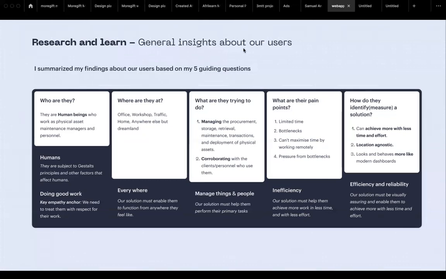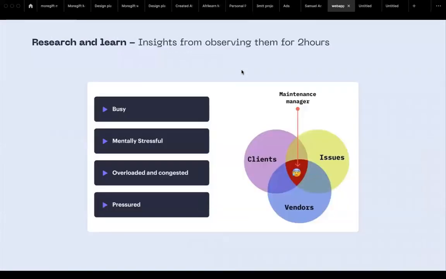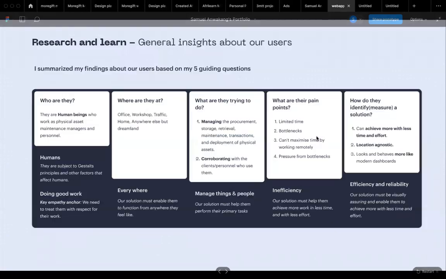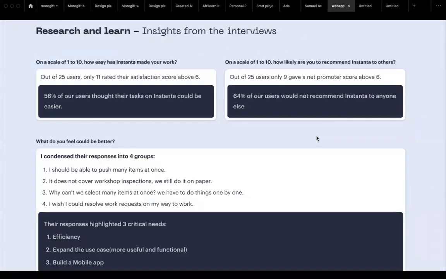Now, general insights about our users. I summarized my findings about our users based on my 5 guiding questions. Remember, I had 5 questions that would guide me. Man, this is your network. Whose network is just all over the place.